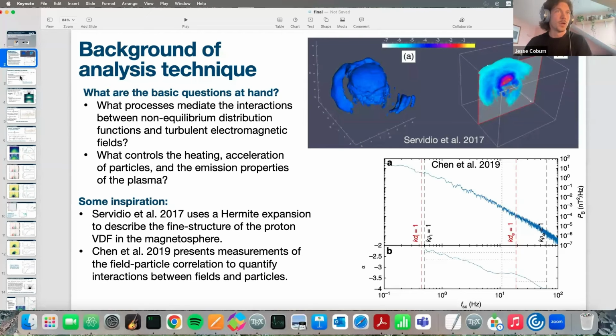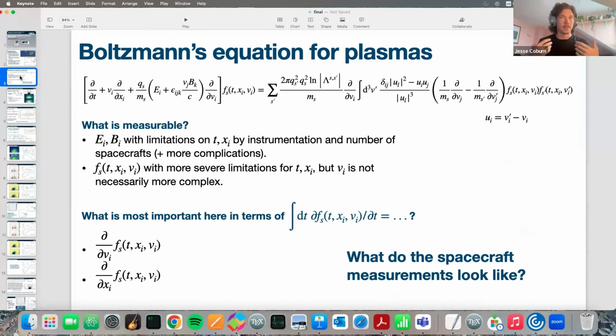Okay. And so to get into this, let's take a step back. Let's remind ourselves of the equations that we know describe the full interaction. So I've put Boltzmann's equation for plasmas. Okay. So left-hand side is your Vlasov side. The right-hand side is Landau's collisional operator. I am going to be talking about collisions today.